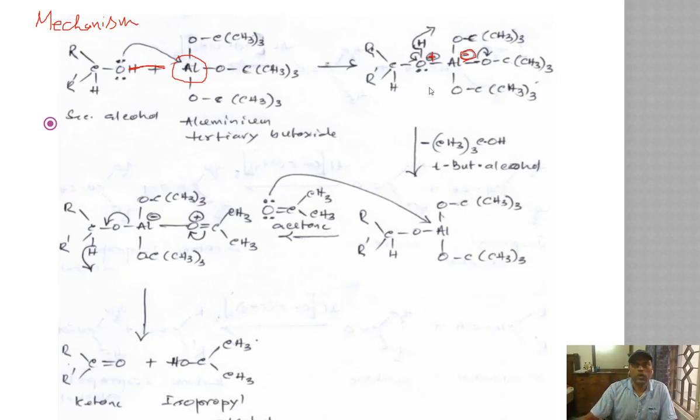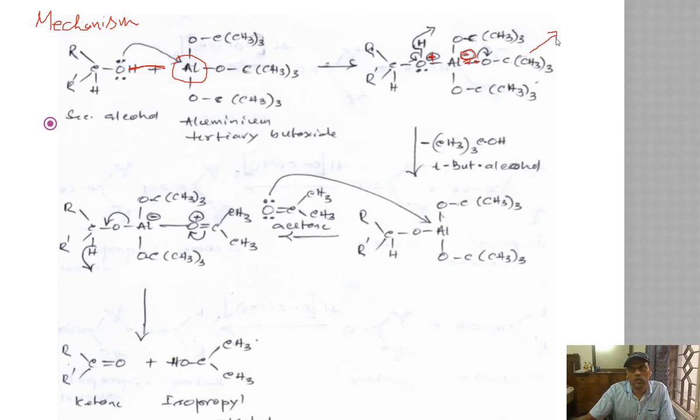Okay. Now what is going to happen next? Because aluminum has got negatively charged, the bond electrons between Al and O are going to shift to the oxygen, and it's going to come out actually. It's going to go out.